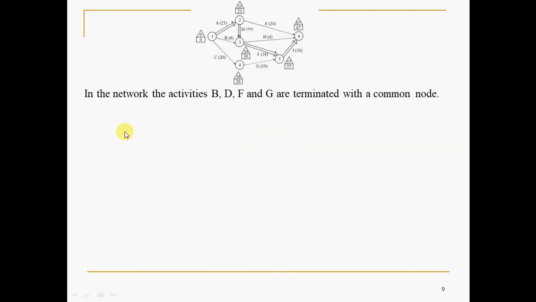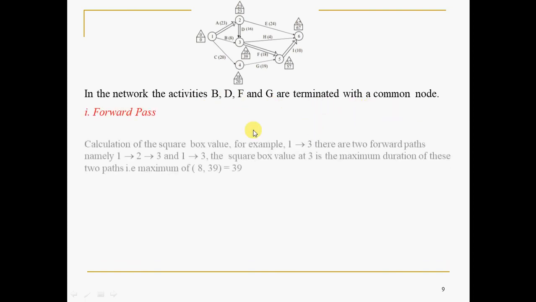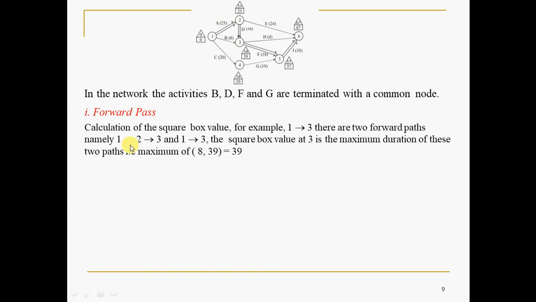So the same network I have taken. In the network diagram, the activities B, D are terminated with the common node as we discussed. Fine. So that's the same thing as the forward pass, calculation of the square box value. For example, at 1, 2, 3 there are two forward paths, namely, and the square box value at maximum duration you have to take, as discussed. For example, 8, 39, no? 39 you have taken.